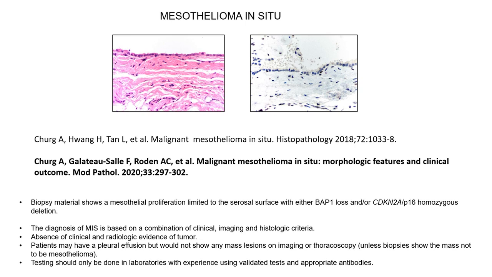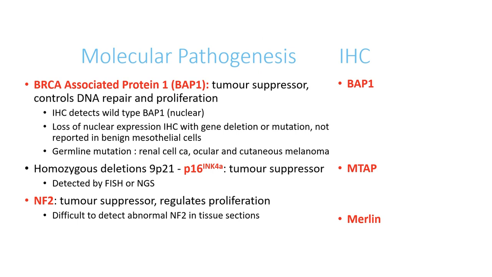And the important thing with these various relatively new tests is they should, I think, only be done in laboratories with experience, or at the very least in laboratories where they have validated the tests and you use appropriate antibodies. And these antibodies are BAP1 in association with BRCA1 protein tumor suppressor gene, CDKN2A homozygous deletion.